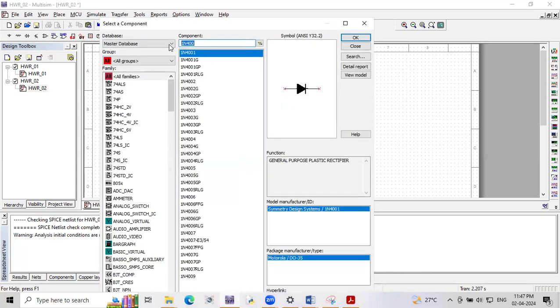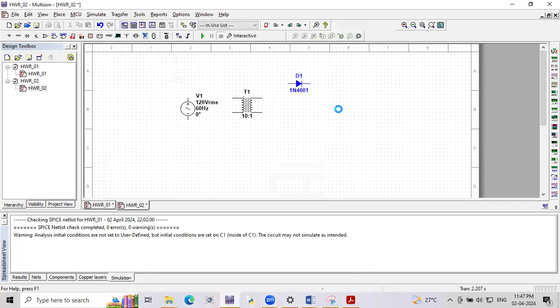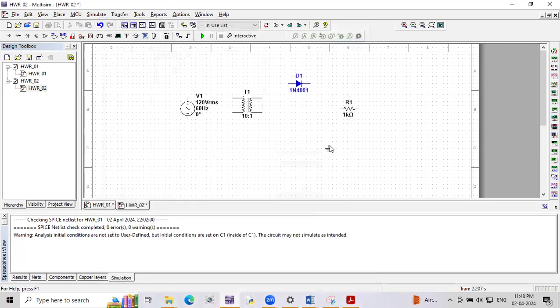Next one, what you require, resistor, RES, rated resistor. What do you mean by rated resistor? You can vary the value, 1K, 2K, you can change. Another one required, ground. Ground is very, very important.